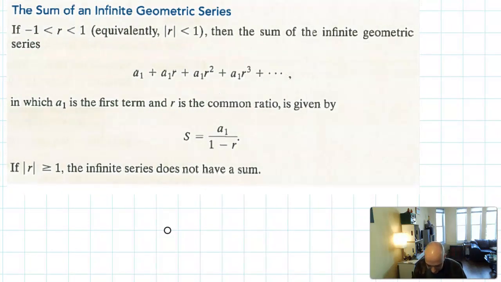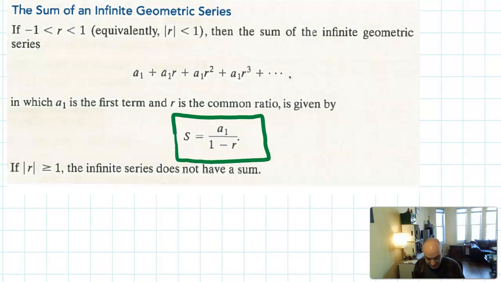The sum of an infinite geometric series. If your constant ratio is between -1 and 1, then the sum of the series, which has a constant ratio, is given by a1 over 1 minus r. That's it, and that's all you need. If, by the way, you're looking at a series and the ratio is larger than 1, then we just say that it does not have a sum, or we could say that it diverges. So, we don't say the answer is infinity, we just say the sum does not exist.